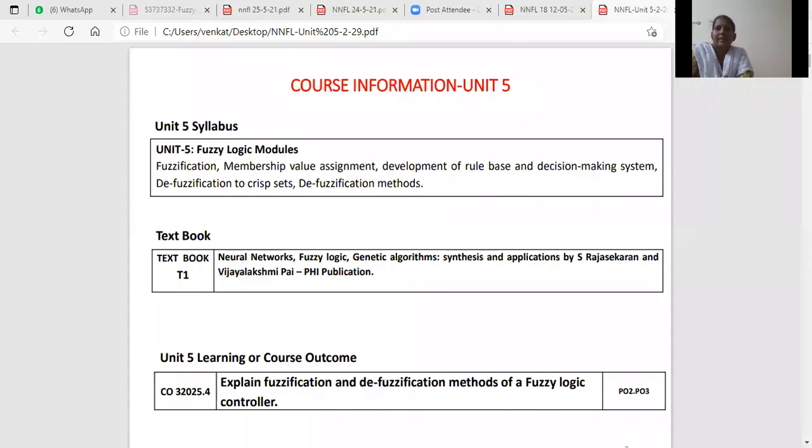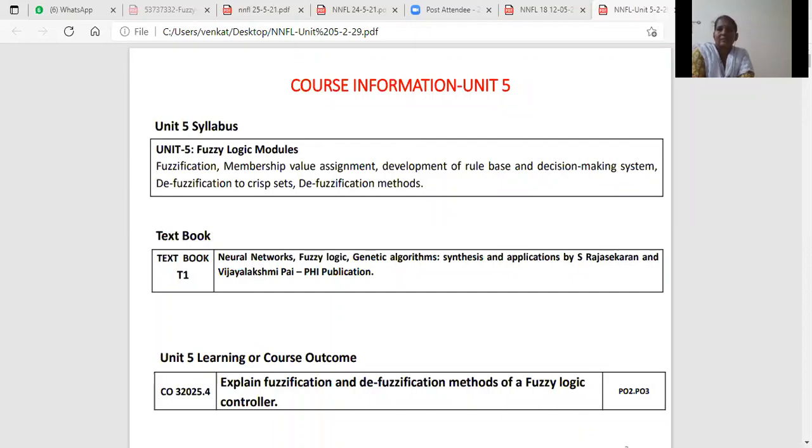So in your 5th unit, we are having fuzzy logic modules. Fuzzification, membership value assignment, development of rule base and decision making system. You have completed the development of the rule base; the decision making system is remaining. And defuzzification to crisp sets, defuzzification methods. So almost 90% of this unit is completed. Only the decision making system is pending. That we will be learning in our coming classes.